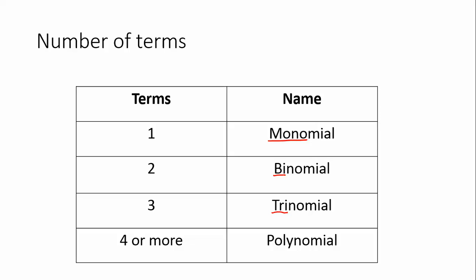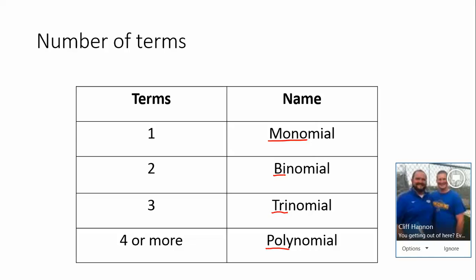Think about a tricycle having three wheels. And any polynomial that has four or more terms, we just refer to it as a polynomial, and poly means many. So some of you know those prefixes, I would assume. Also make sure that you have this chart written into your notes because you will use it as well when you are working.